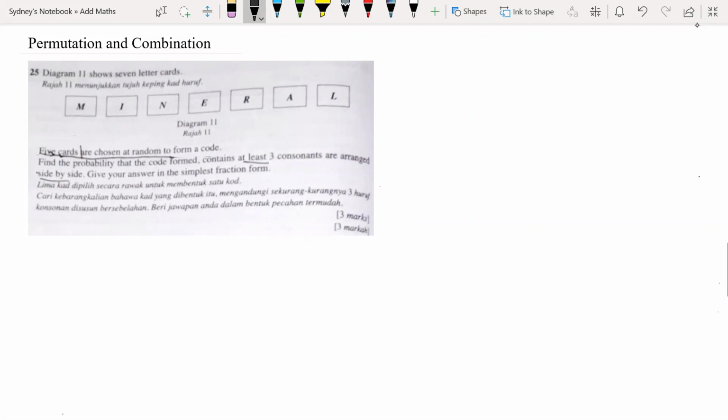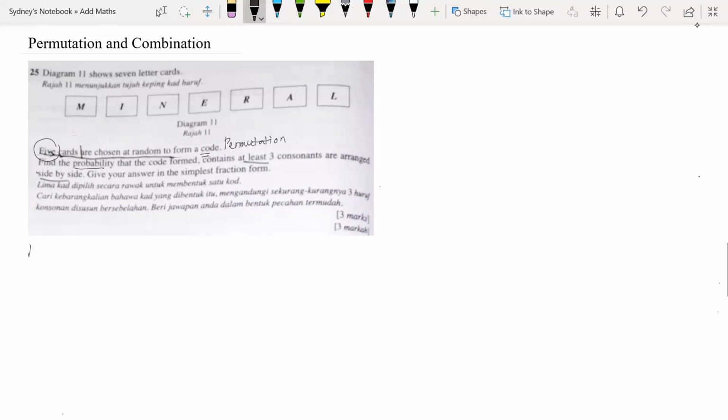Now the diagram shows 7 letter cards: M-I-N-E-R-A-L. And out of these 7 cards, we have to choose 5 cards at random to form a code. Forming a code means we need to use permutation, because this is case sensitive. Now we need to find the probability that the code formed contains at least 3 consonants.